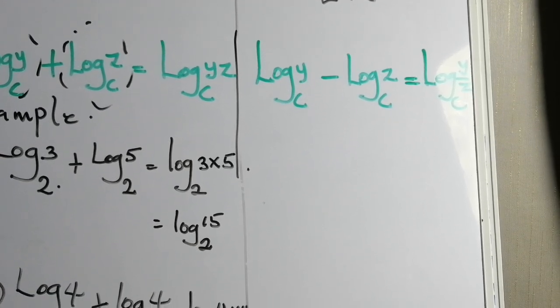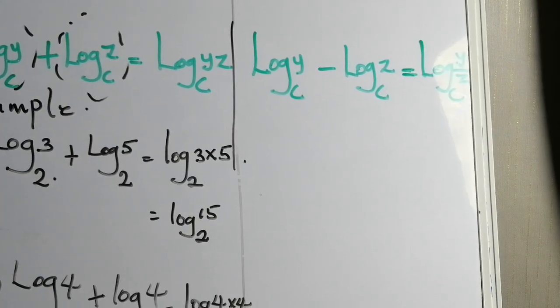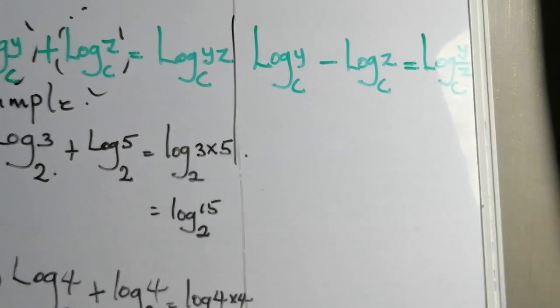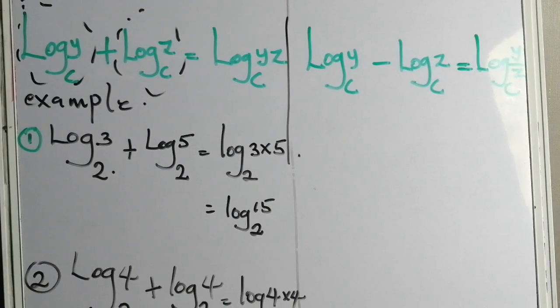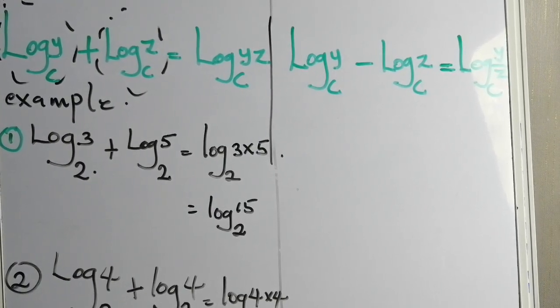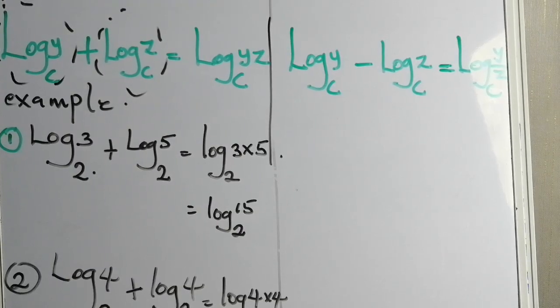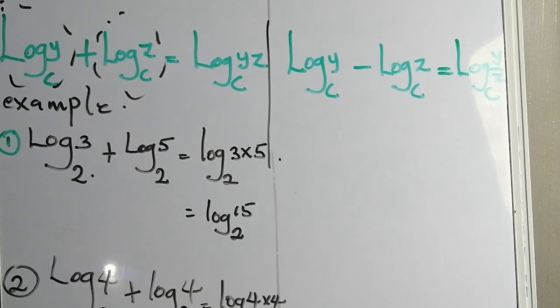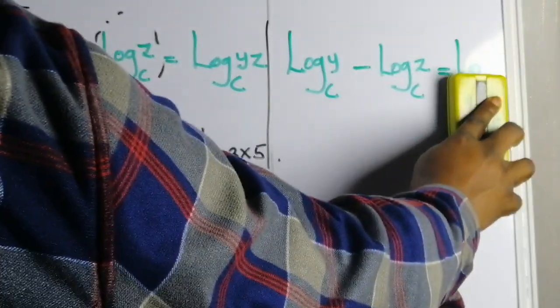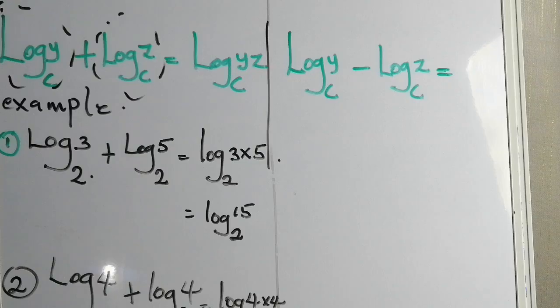So in this case now, we have the one for subtraction. For subtraction here, it's also straightforward. What do you do for subtraction? It's just vice versa of what we have here. So for subtraction, what do you have here? If you have log y base c minus log z base c.